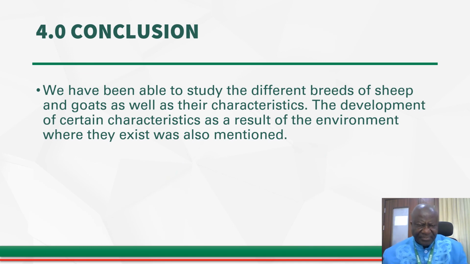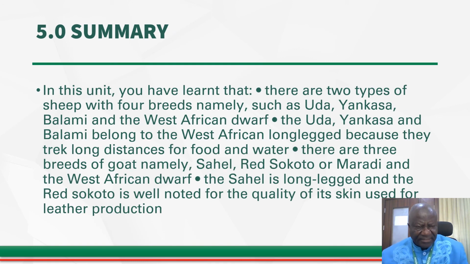Conclusion. We have been able to study the different breeds of sheep and goats as well as their characteristics. The development of certain characteristics as a result of the environment where they exist was also mentioned. As a way of summary, in this unit you have learned that there are two types of sheep with four breeds, namely Uda, Yankasa, Balami, and the West African dwarf.